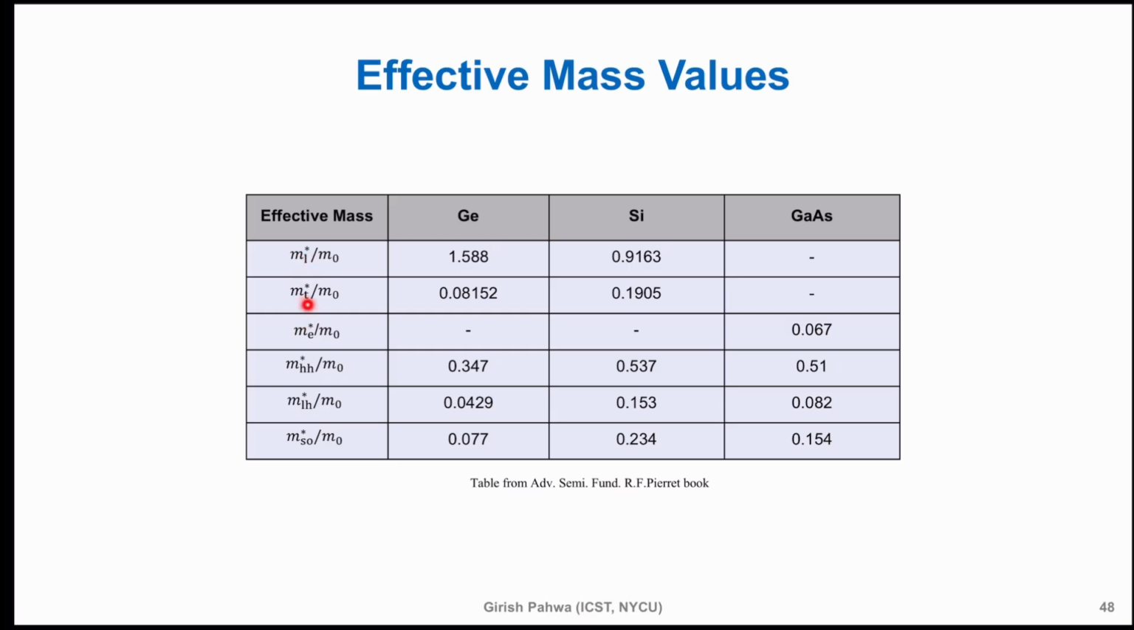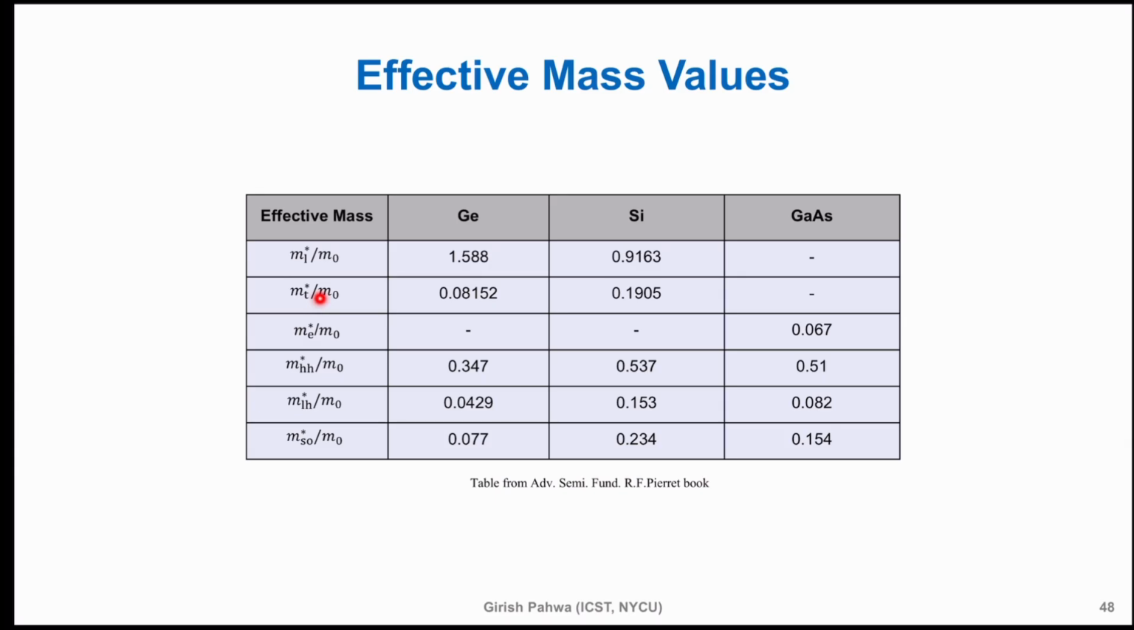Similarly, mt star is the transverse effective mass. For germanium, you can see the conduction band minimum of germanium is also not at the gamma point. That's why you have this ml star and mt star, right? Because otherwise, if it was at the gamma point, you won't have longitudinal and transverse, because then it will become a sphere. So then it is just the effective mass.